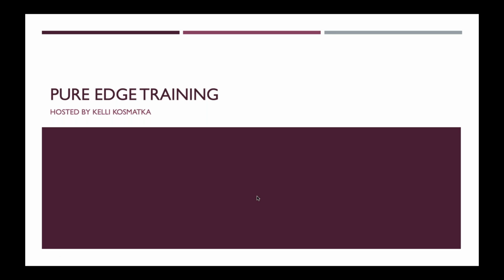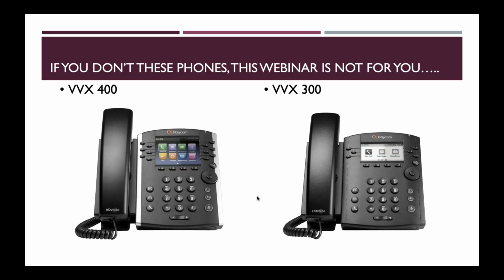Just to start out real quick, if you do not have these phones, this is not a webinar for you. It's the left one here. This 400 one is your admin phone, and the 300 is the agent phones or a cordless phone. I don't have the picture of a cordless phone. I should get one. But if you don't have these two phones here, this webinar is not for you. You have a different phone system. Not every office has the PureEdge phone system.